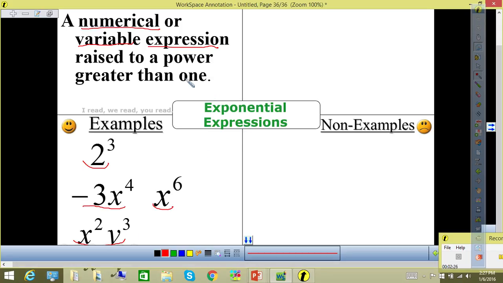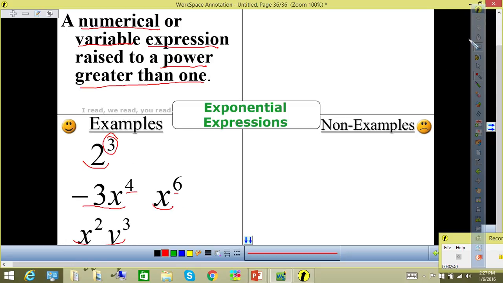And it says that they have a power greater than 1. 3, 4, 6, and so on and so forth. You guys see that? Okay. And they are expressions.